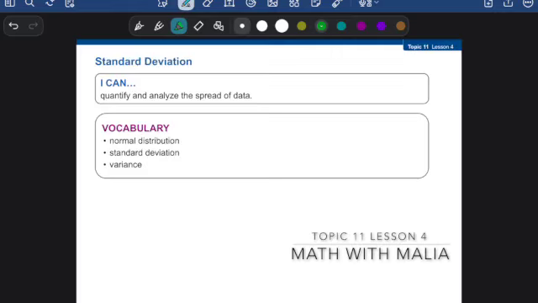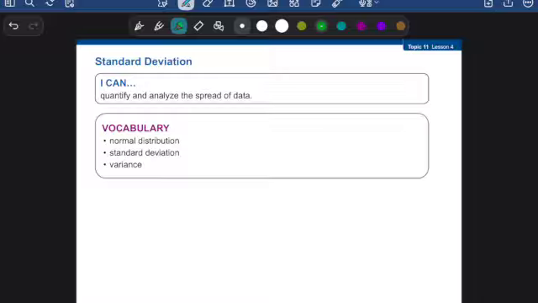Today we're doing Savvas enVision Algebra 1, Topic 11, Lesson 4, Standard Deviation. By the end of this lesson, you'll be able to quantify and analyze the spread of data. And we'll learn what normal distribution is, what standard deviation is, and what variance is.